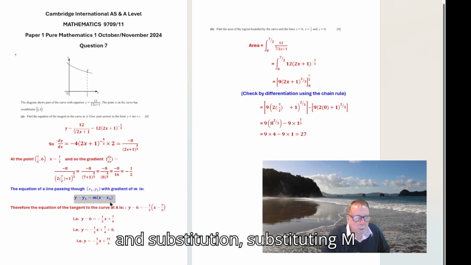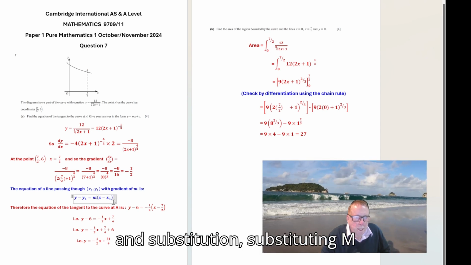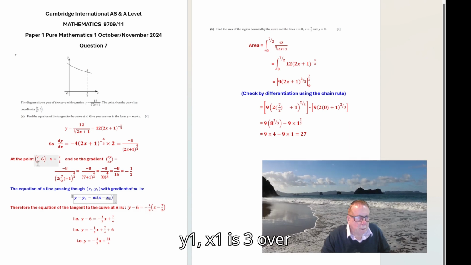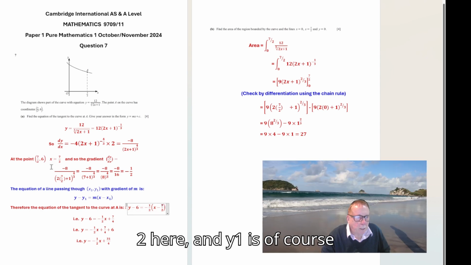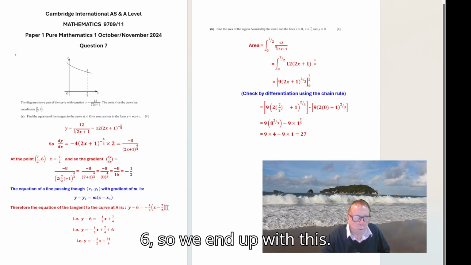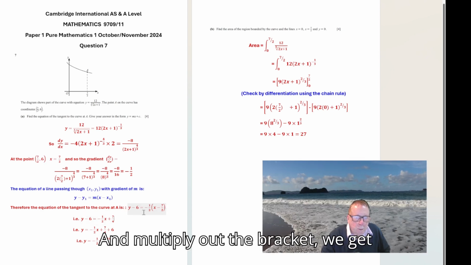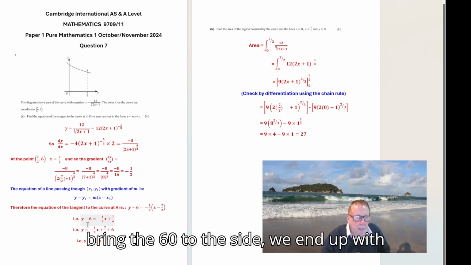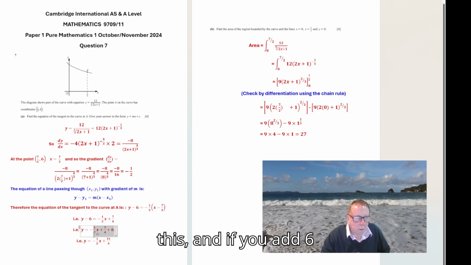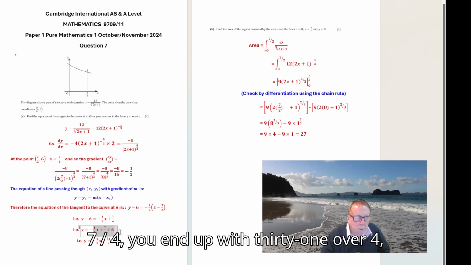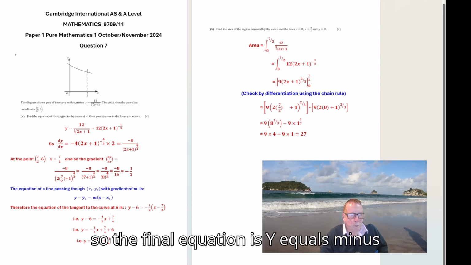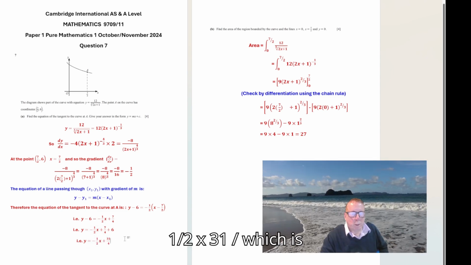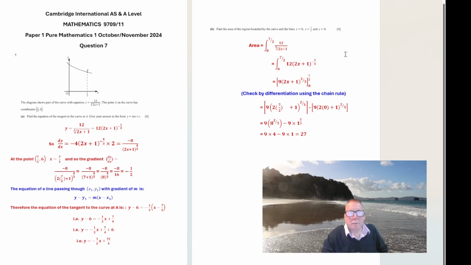Using this formula and substituting m equals minus a half and x1, y1, x1 is 7 over 2 here, and y1 is of course 6, so we end up with this. And multiplying out the bracket, we get minus a half x plus 7 over 4. And bringing the 6 to the other side, we end up with this. If you add 6 plus 7 over 4, you end up with 31 over 4. So the final equation is y equals minus a half x plus 31 over 4, which is the right answer.